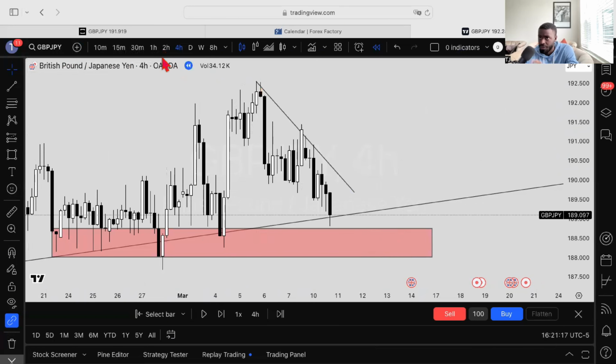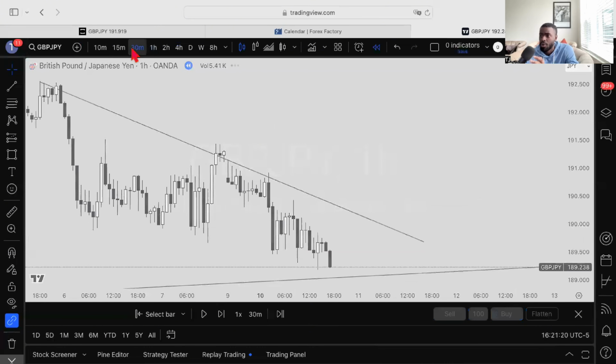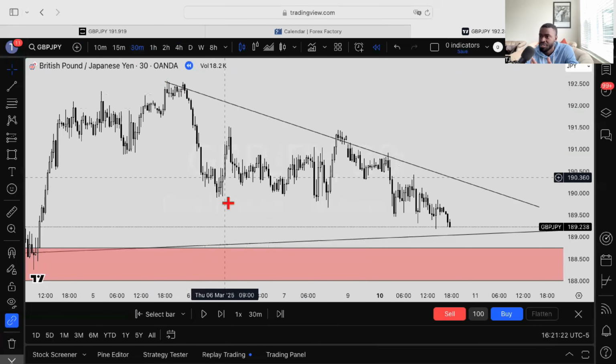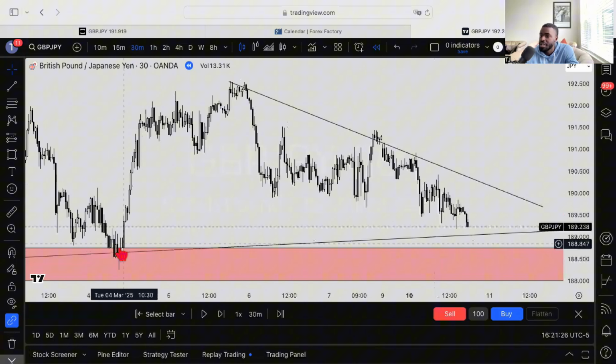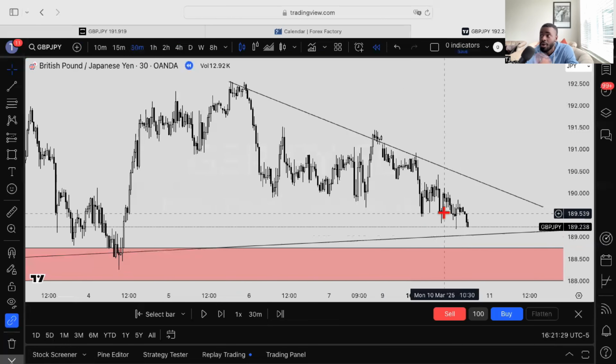But for now, as I'm on my 1 minute, 1 hour, 30 minute, right, I can still see that price is just continuously trending down. Okay. But we're reaching the area where price has rejected before and pushed up higher. So I need to be careful.